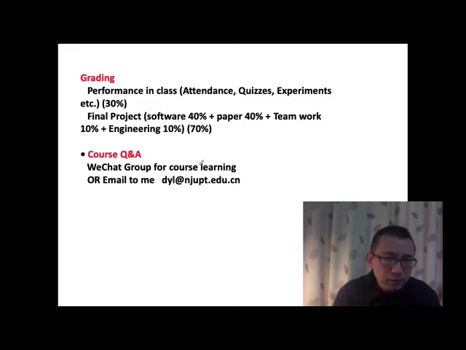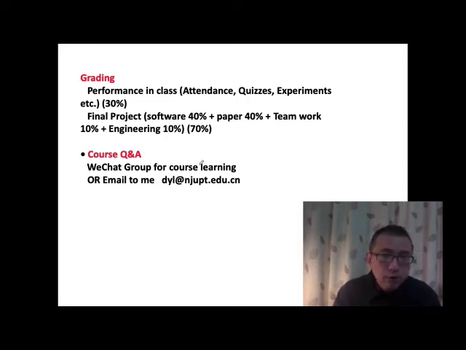The next part is the final project. The performance in class will count for 30% of the final grade, but the final project is the very biggest part of the grade. It accounts for the rest, 70% of the final grade. It will comprise a software and the paperwork.